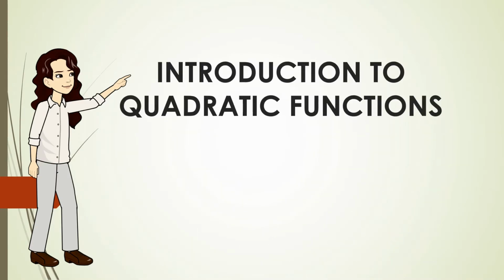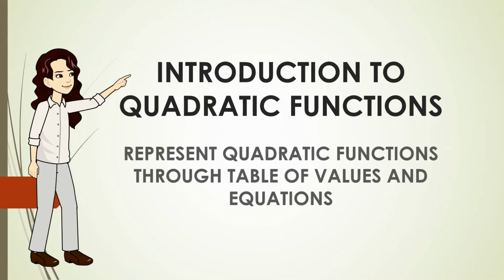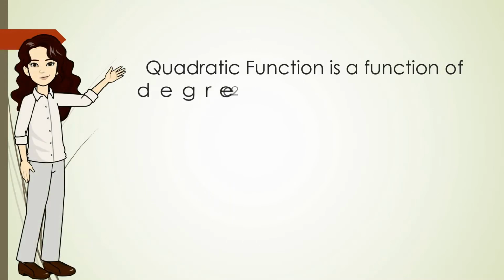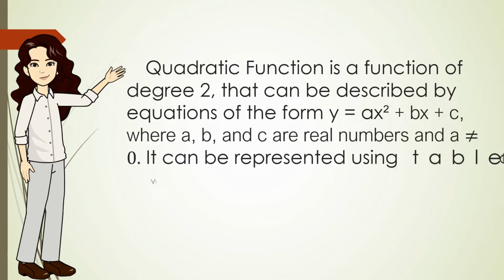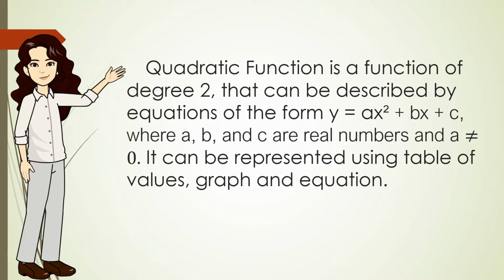Our topic for today is the Introduction to Quadratic Functions Part 2. Represent quadratic function through table of values and equations. A quadratic function is a function of degree 2 that can be described by equations of the form y is equal to ax squared plus bx plus c, where a, b, and c are real numbers and a is not equal to 0. It can be represented using table of values, graph, and equation.